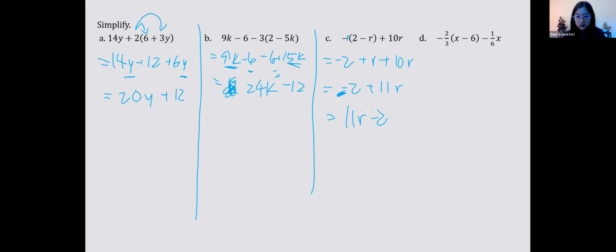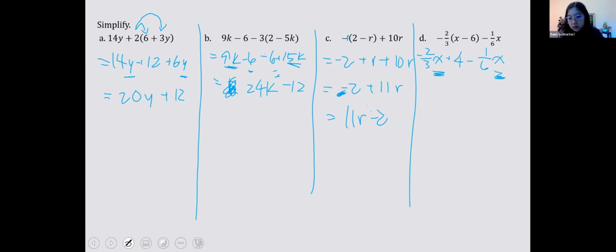And then here will be negative 2 over 3x, and this will be plus 4 minus 1 over 6x, and these two are like terms, so this can be turned into, wait a sec. Okay, negative 5 over 6x plus 4. Okay, so these are the answers.